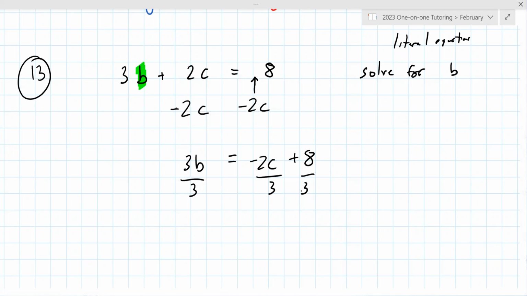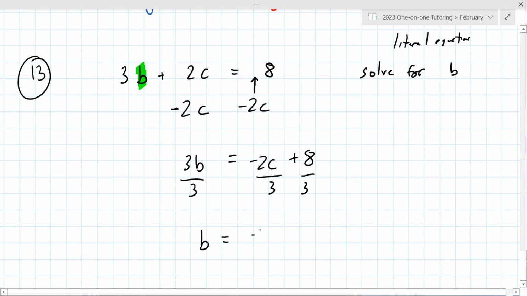So b equals negative 2c over 3 plus 8 over 3. Yes. And these don't necessarily work out nice. All right. So let me have you try one here. Any questions on this? I'll make it kind of the same, just different numbers.